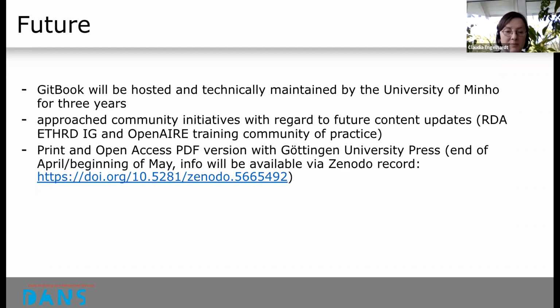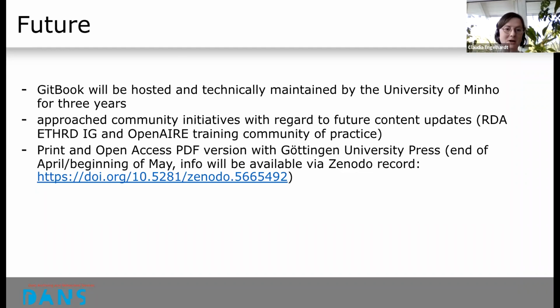we approached community initiatives that are not project-based to suggest the handbook as something that they might want to deal with and work on in the future. So specifically, we approached the RDA interest group on education and training on the handling of research data and the OpenAIRE training community of practice. And the signs that we got from them were positive, although no definite commitment has been made, of course. But it's been considered, so to speak.